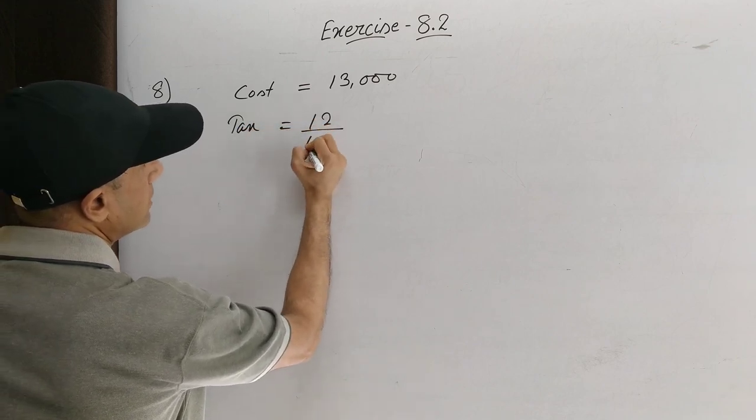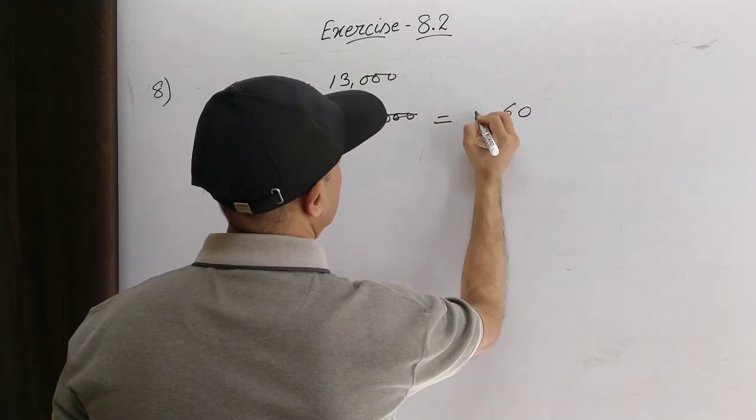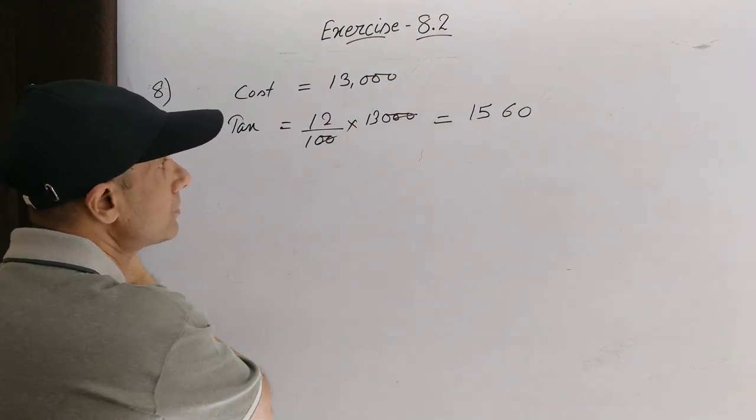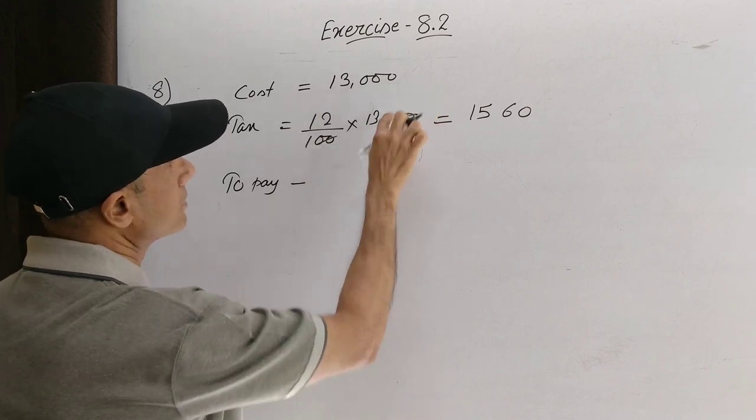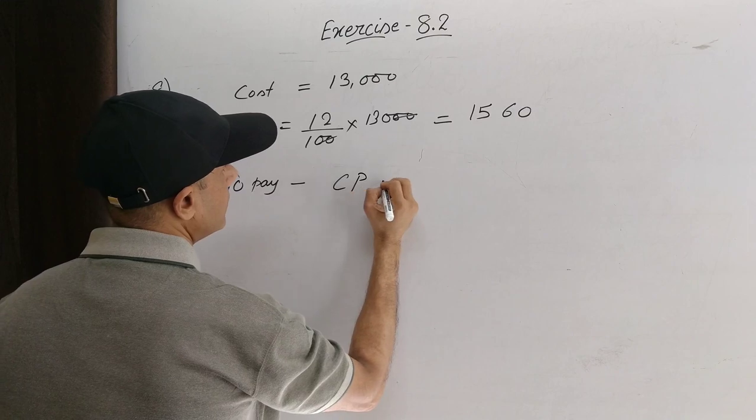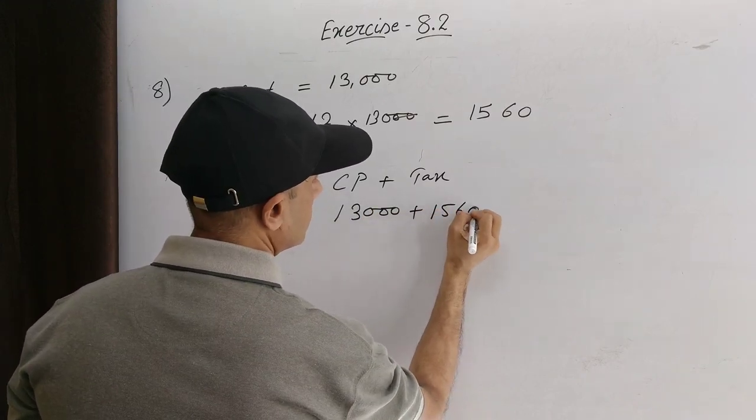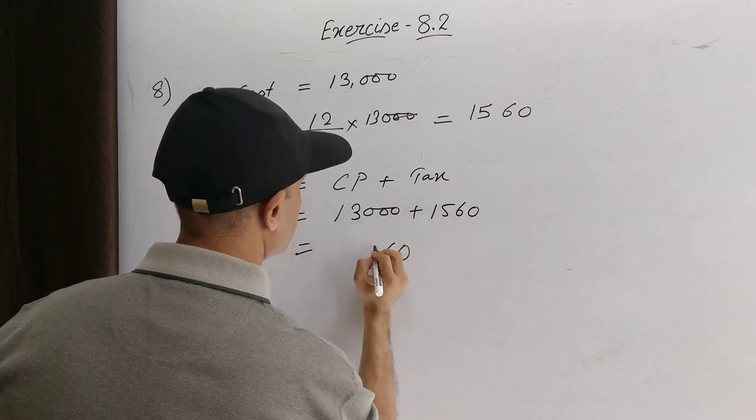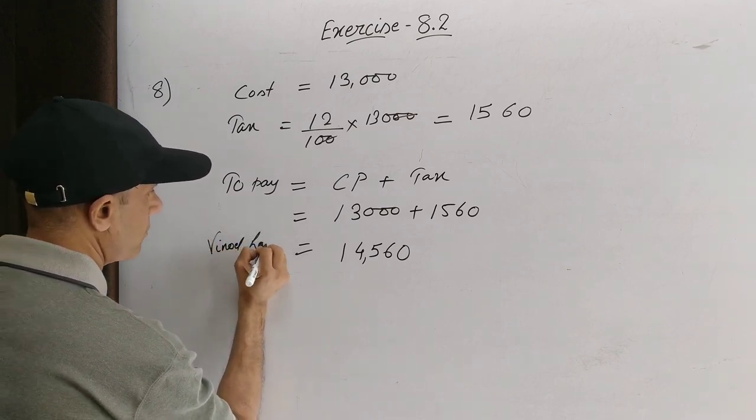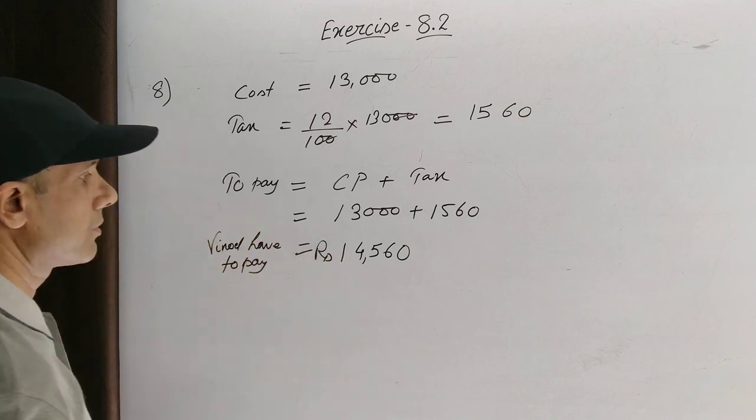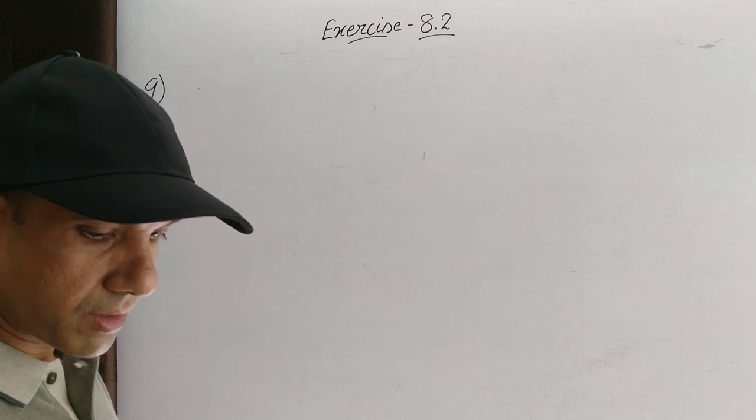Tax is equal to 12%, that is 12 by 100 into 13,000. So we get the value as 1,560 rupees is the tax we will have to pay. We have to pay the cost of the TV plus the tax. So cost of the TV plus the tax equals 13,000 plus 1,560, which is equal to 14,560 rupees. So Vinod has to pay rupees 14,560. Clear?